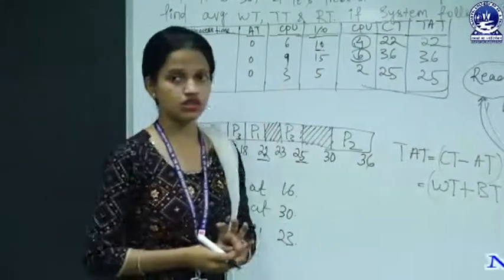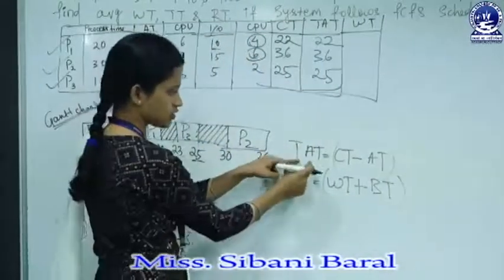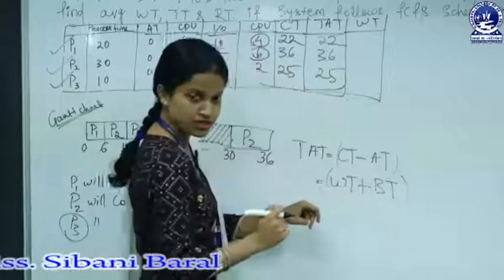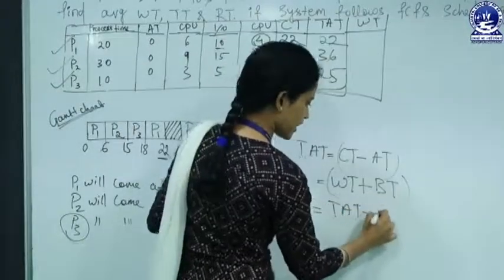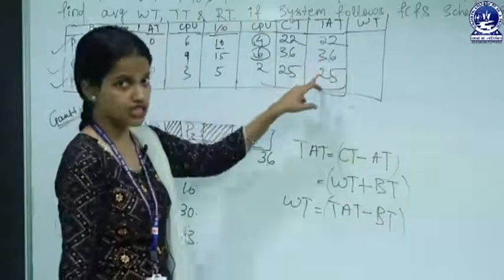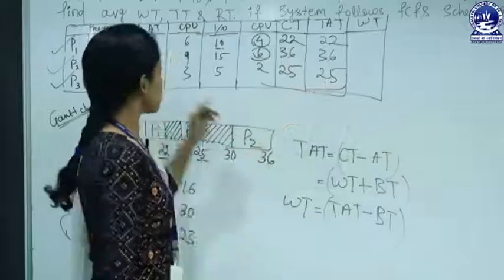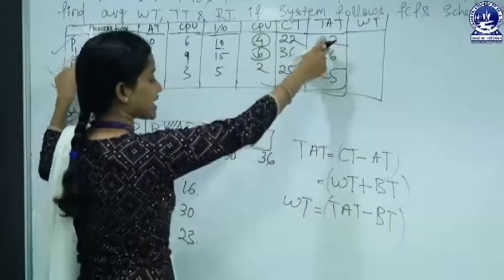Next, find out the waiting time. How to calculate waiting time? See, here turnaround time equals waiting time plus burst time. So, waiting time would be turnaround time minus burst time. We already have the turnaround time of each and every process. So, for P1, what is the waiting time? Turnaround time minus burst time.